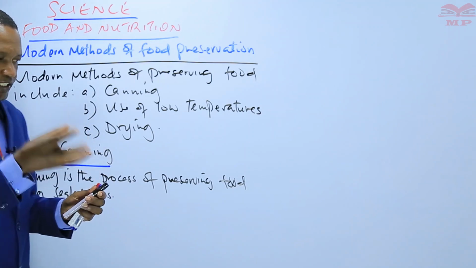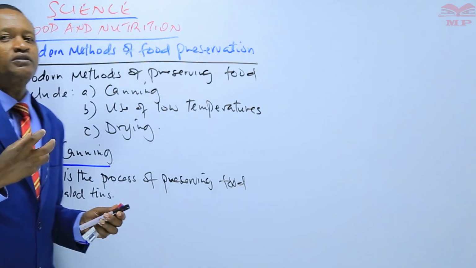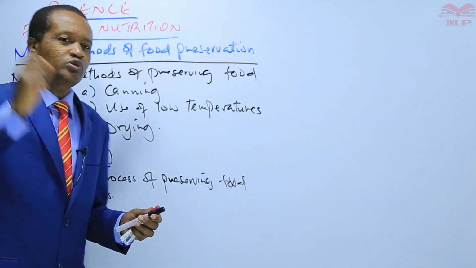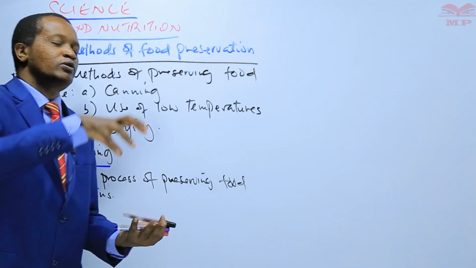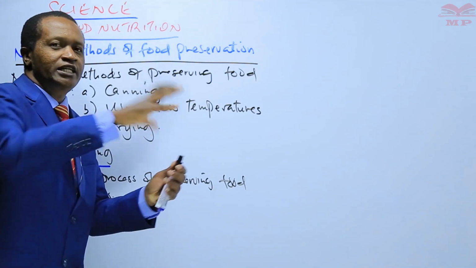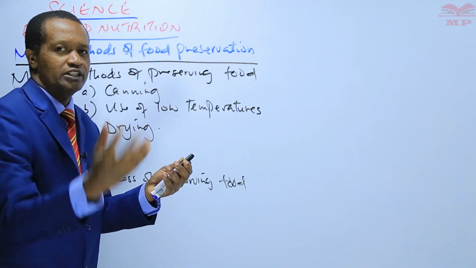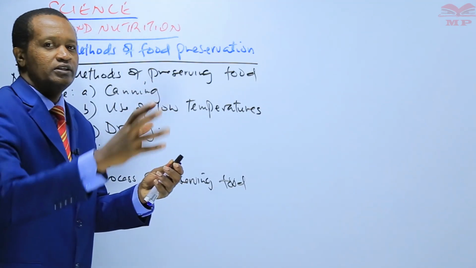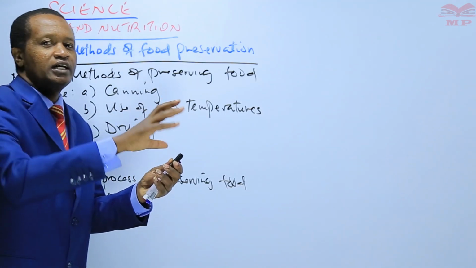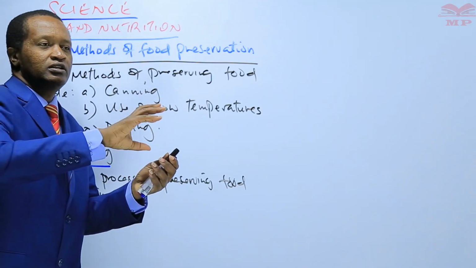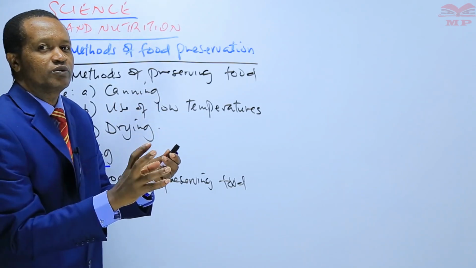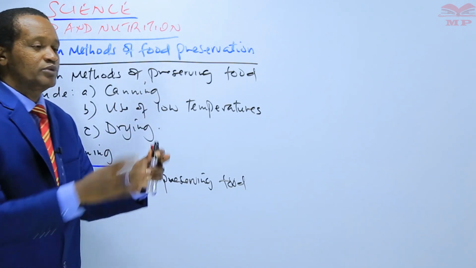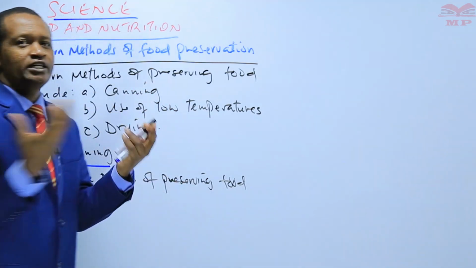First, the food is heated at very high temperature. And the purpose is to do what? To kill the germs. Then that food is put into a tin and is sealed all around. Sealed completely. Okay? And that's canning. That sealing is what we are calling canning. That canning prevents the food from coming into contact with germs because the food is completely covered.